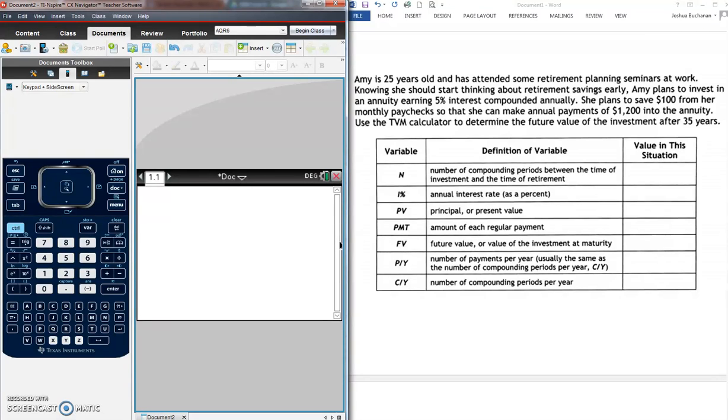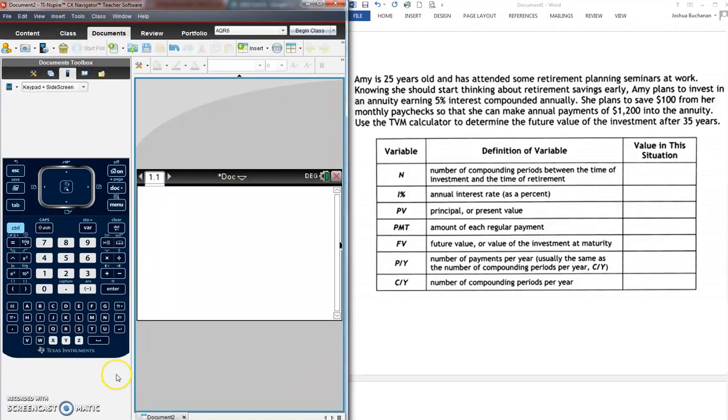Guys, we're back at the TVM Solver, and this time we're going to talk about saving money where there's a regular deposit, a regular monthly or annual deposit, or regular payment, a payment into the investment account.